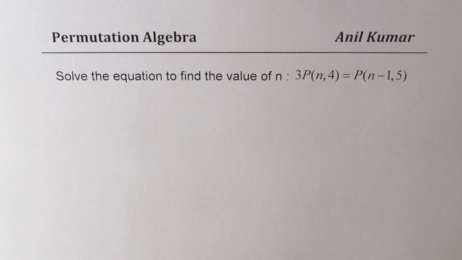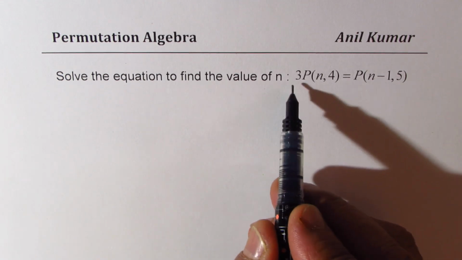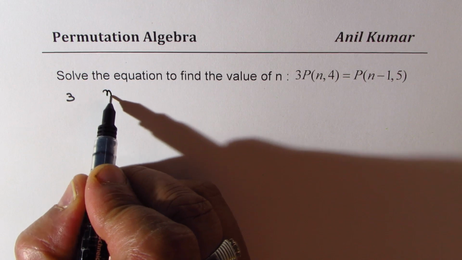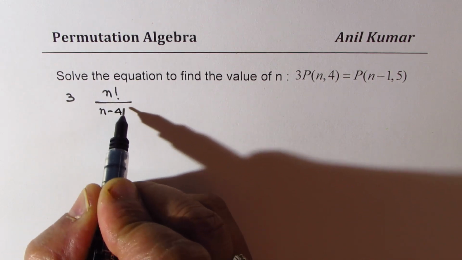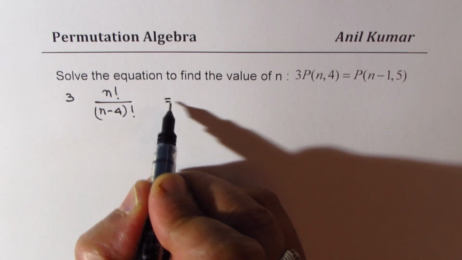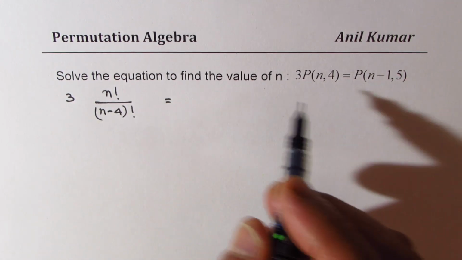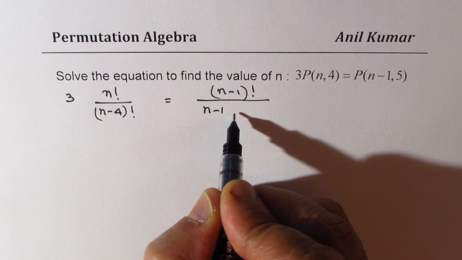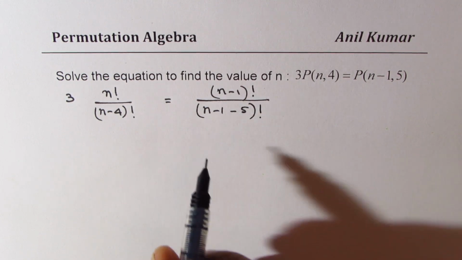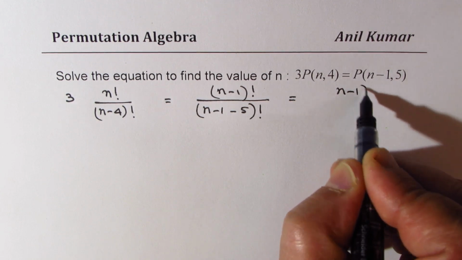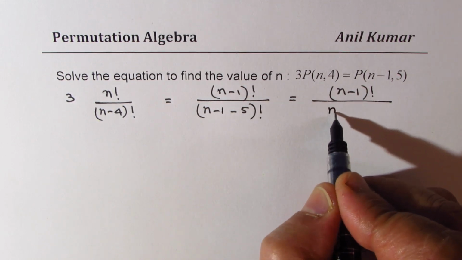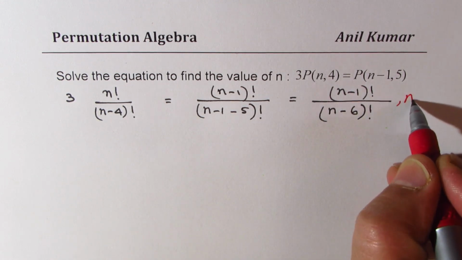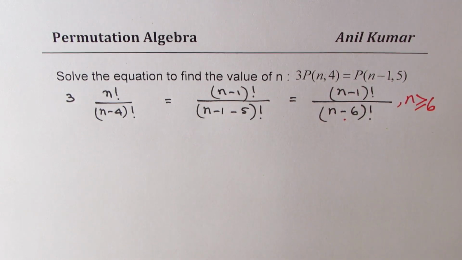Now let's take up part B, which is 3 times, let me rewrite, 3 times P(n,4), which means n factorial divided by n minus 4 factorial, equal to P(n-1,5), which means n minus 1 factorial divided by n minus 1 minus 5 factorial. Now the right side I could also write as n minus 1 factorial divided by n minus 6 factorial. So in this particular equation, n should be greater than or equal to 6 from here. Do you see that part?